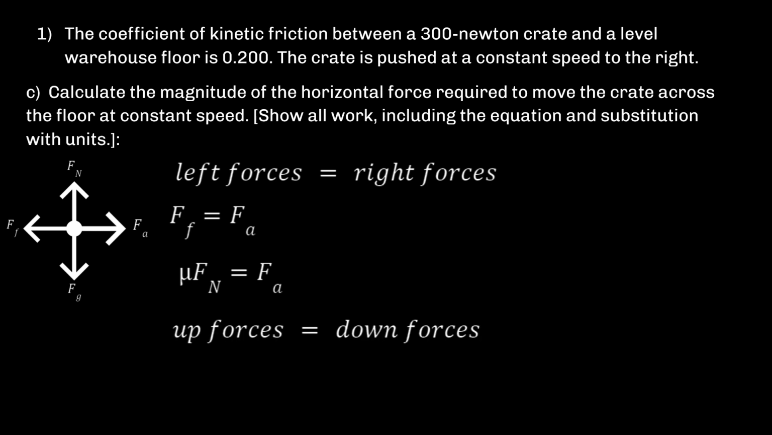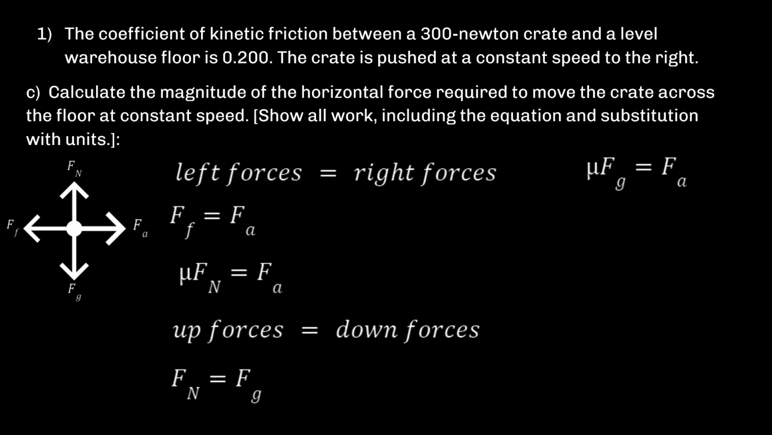So we're going to start off with that here. My up force is the normal force. My downward force is my weight, or Fg. So I can have here that Fn equals Fg. And I can go plug that into my equation here for Fn now. So I'm going to have my coefficient of friction mu times my weight of the object, because that's equal to my normal force, is equal to the force that I'm pushing with to the right here.